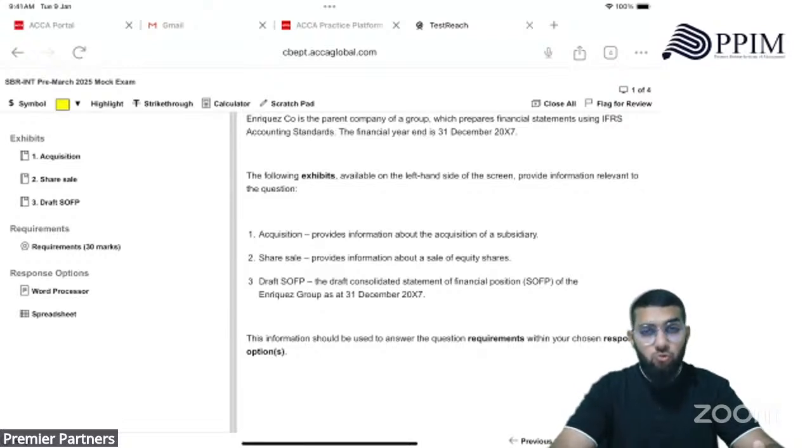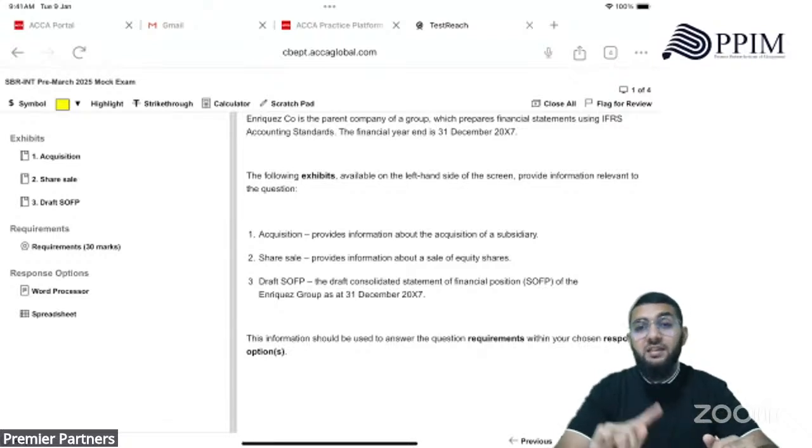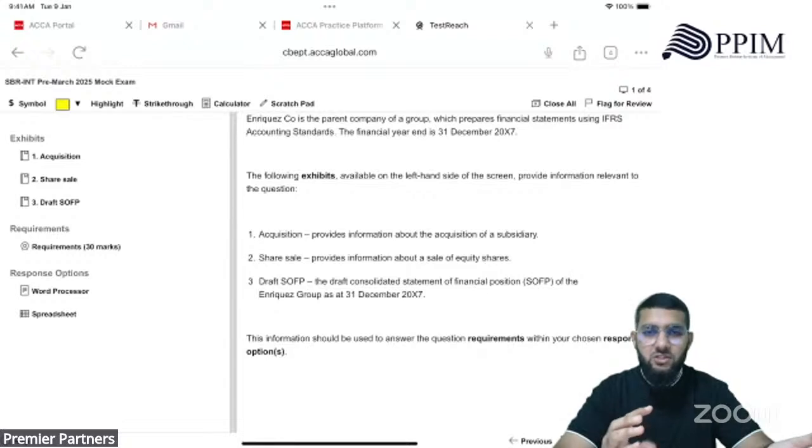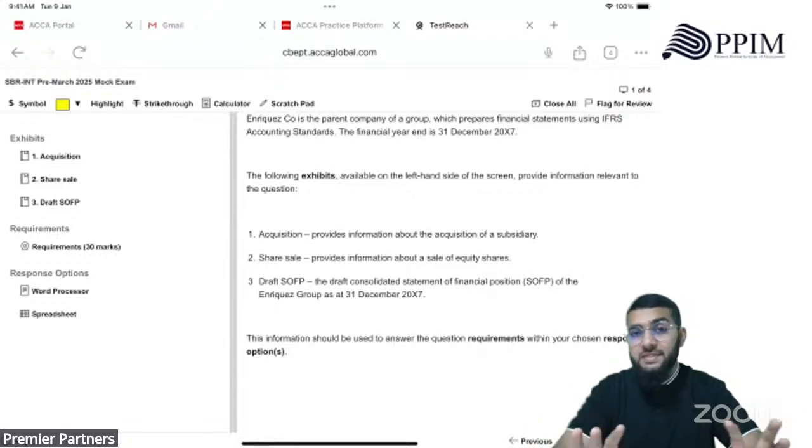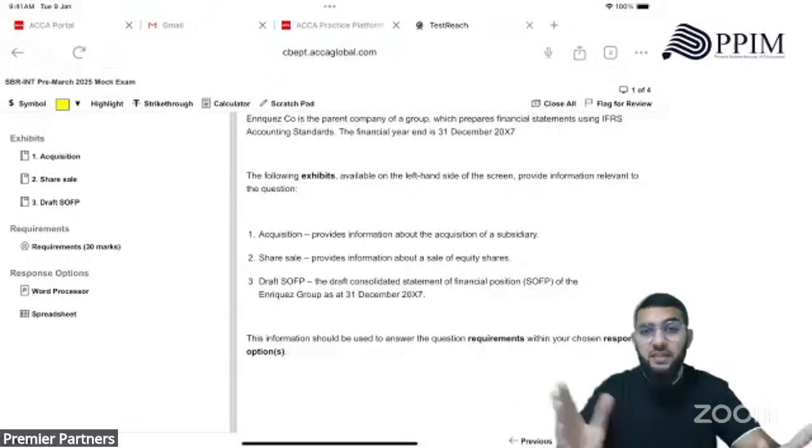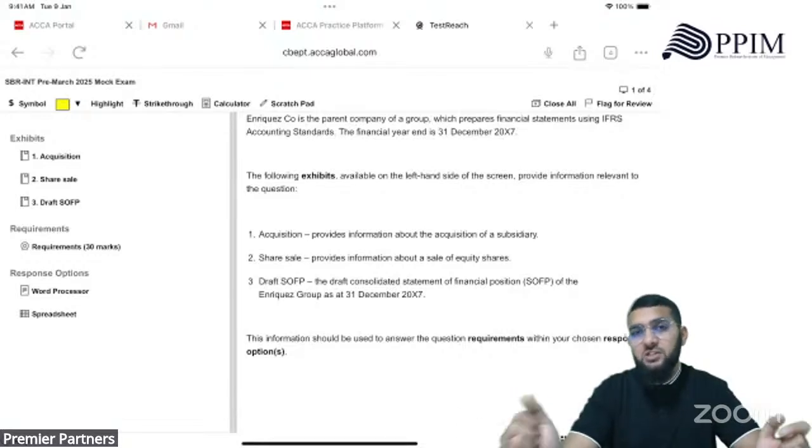Section A has two questions. The first question has a pre-populated spreadsheet and carries 30 marks. The second question, which focuses on ethics, carries 20 marks. So 50 marks for section A and 50 marks for section B: 30, 20, then 25 each for the section B questions.